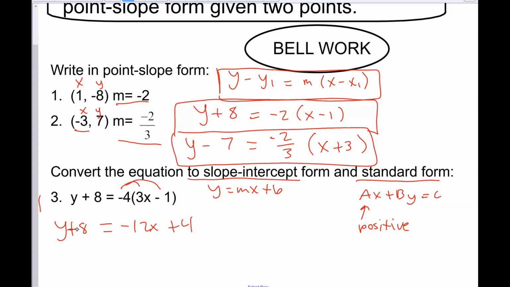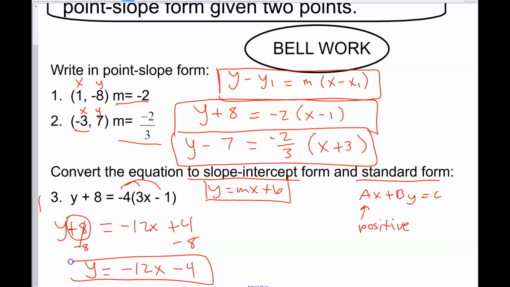So if I'm looking at this and I want to be in slope intercept form, I want to isolate the y. What has to move then is this +8. So I'm going to subtract it from both sides from its like term. And so then in slope intercept form, I get an equation that is y equals -12x, with that being my slope, -12, and then, in this case, because we have a positive 4 minus 8, that would be -4.